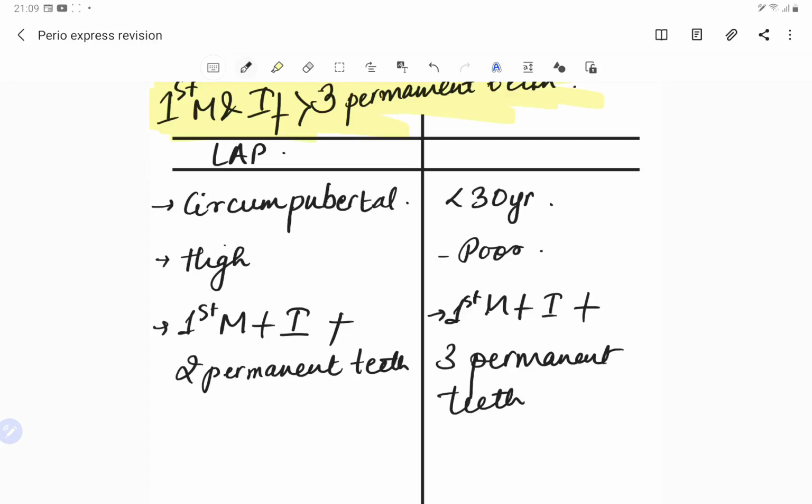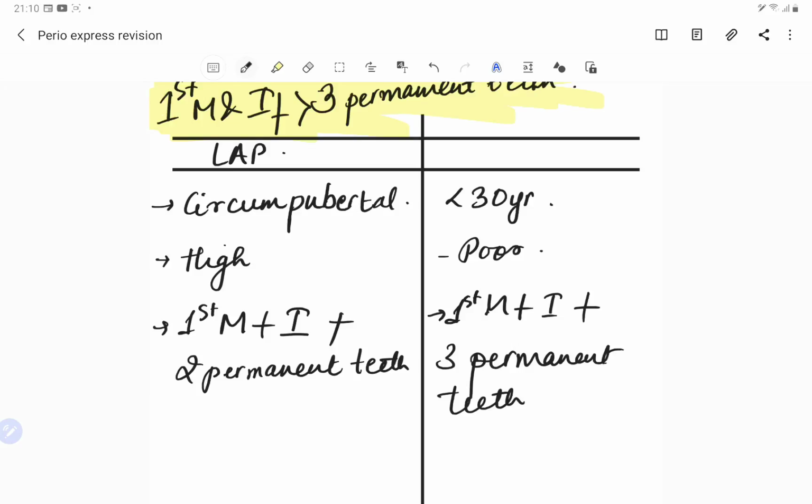We see that there is a circumpubertal onset of the disease that is sometimes associated, and also we see that there is a genetic predilection which is associated with the aggressive periodontitis, and the bacteria which are involved with the aggressive periodontitis is A. actinomycetemcomitans, while on the other hand we have seen that the red complex bacteria are associated with the chronic periodontitis, which is the T square P. So Treponema denticola, T. forsythia and P. gingivalis are associated with the chronic periodontitis. So these are some of the differences. These are the few important points which we can keep in mind while we talk about the aggressive periodontitis and chronic periodontitis.